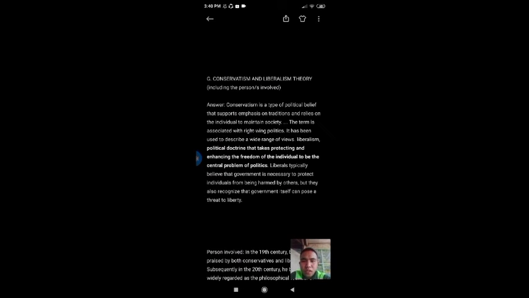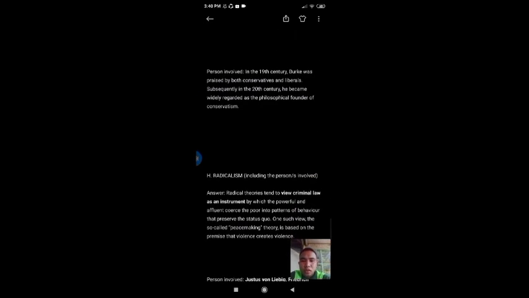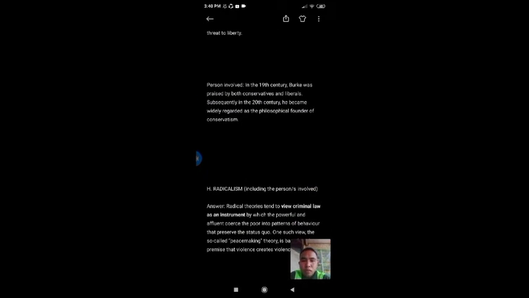Conservatism is a type of political belief that places emphasis on tradition and relies on the individual to maintain society. The term is associated with right-wing politics. It has been used to describe a wide range of views. Liberalism is a political doctrine that takes protecting and enhancing the freedom of individuals to be the central problem of politics. The person associated with this one is Burke in the 19th century.